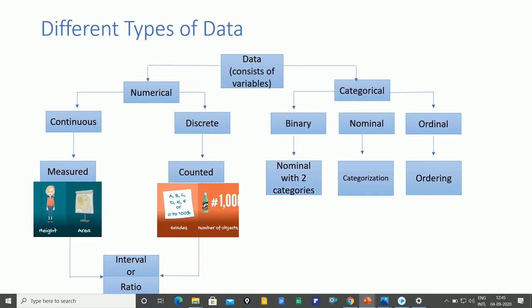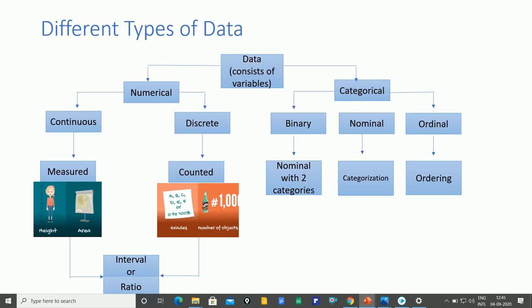Categorical type of data can be divided into three heads: binary, nominal and ordinal. Now what is binary type? It is the nominal scale data with the exception that it has got only two categories. Example could be that of gender. So male and female. So we can represent male with 1 and female with 0. So two categories. Here 1 and 0 are arbitrary.